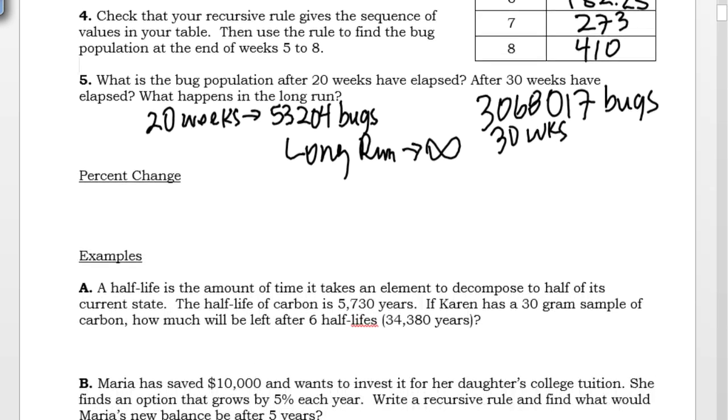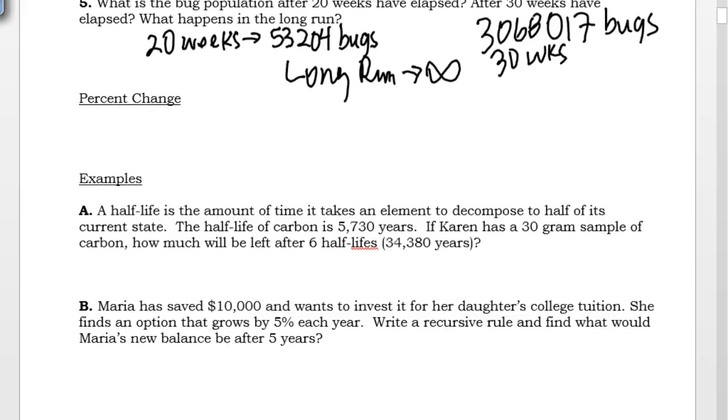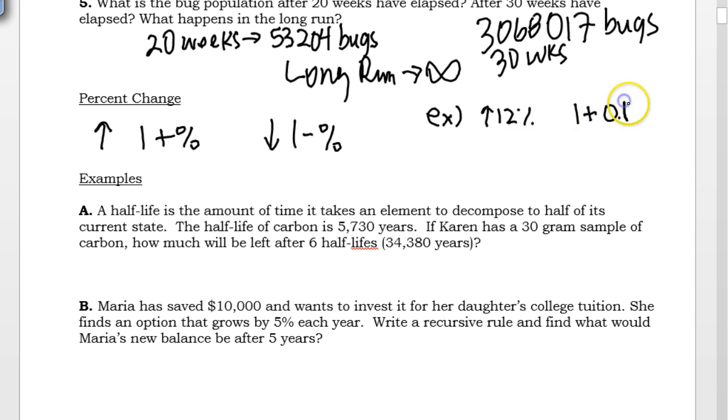Percent change. If you have a percent that is increasing, we can calculate our percent change by doing 1 plus the percentage. If we have a percent that is decreasing, we do that with 1 minus the percentage. So, a little example of that. If I am increasing 12%, I would do 1 plus 12% as a decimal, or if your calculator has a percent button, you can use that too. Tells me that my change is 1.12.